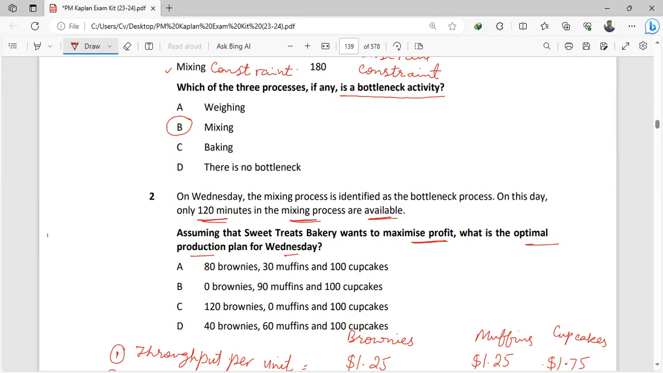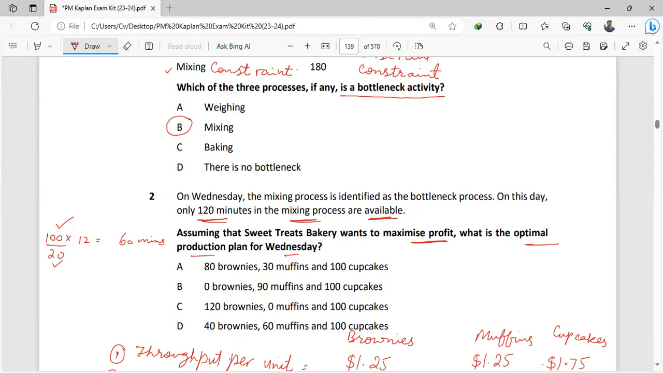Suppose I say that the maximum demand of the cupcakes is 100, divided by 20, into 12 minutes. So how much time is consumed here? 60 minutes. And total available minutes are 120 minutes. 100 is the maximum demand of the cupcakes. Each batch requires 20 units. So 100 divided by 20, we need 5 batches. Each batch needs 12 minutes. So 60 minutes are consumed to produce cupcakes, out of this 120 minutes.